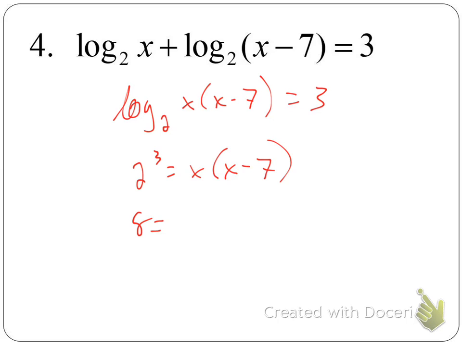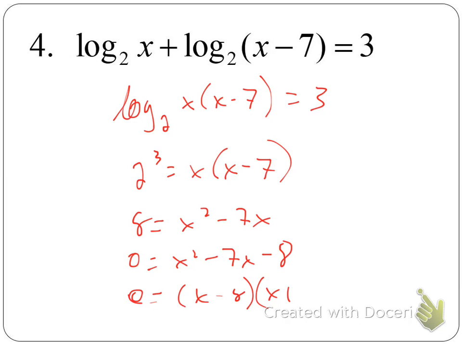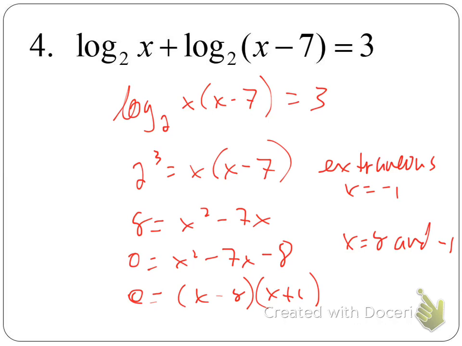2 cubed is 8. This is another quadratic, so subtract 8 from both sides. Factor and solve. We factor into x minus 8 and x plus 1, and the two solutions are 8 and negative 1. But if we were to plug negative 1 in for x, it would create a negative logarithm, so negative 1 is an extraneous solution. We can't use it, so 8 is our only solution.